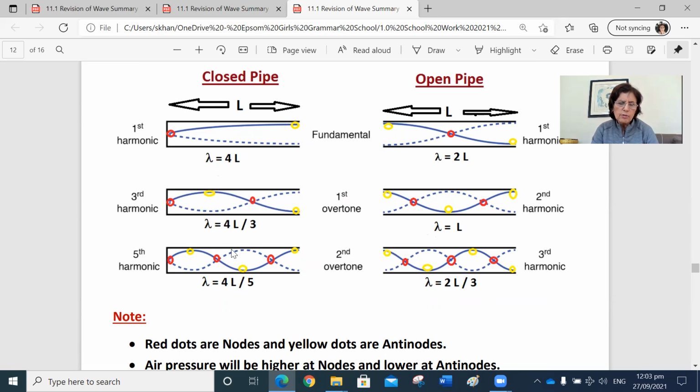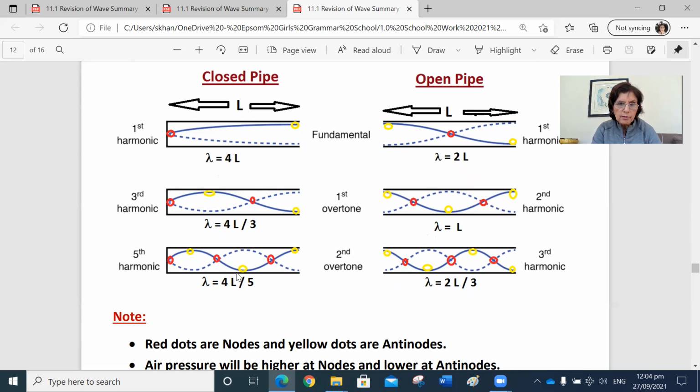In these questions, you have to be able to calculate the wavelength in terms of the length of the pipe. Once you've calculated the wavelength, V equals f lambda. If you're given the speed, you can easily calculate the frequency. So this is the first harmonic, this is the third harmonic. The second harmonic does not exist, neither does the fourth harmonic, because in the fourth harmonic this pattern will be over here, and that's not possible. A fixed node cannot happen at the open end.